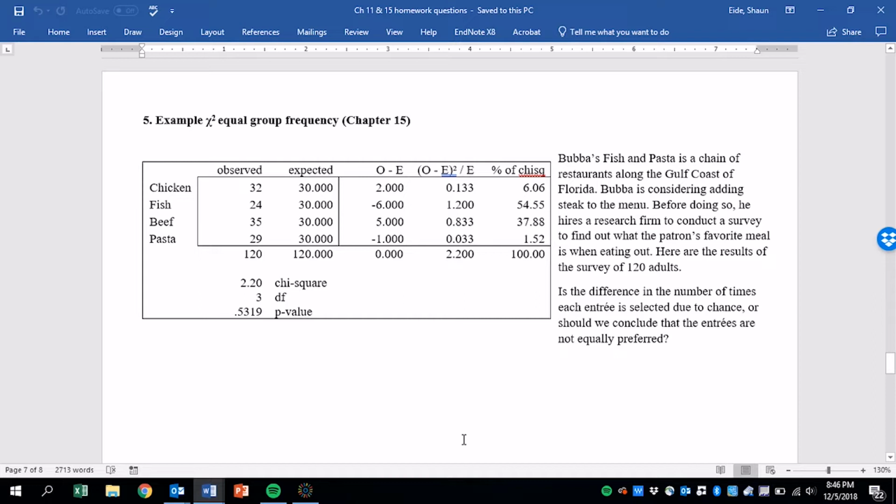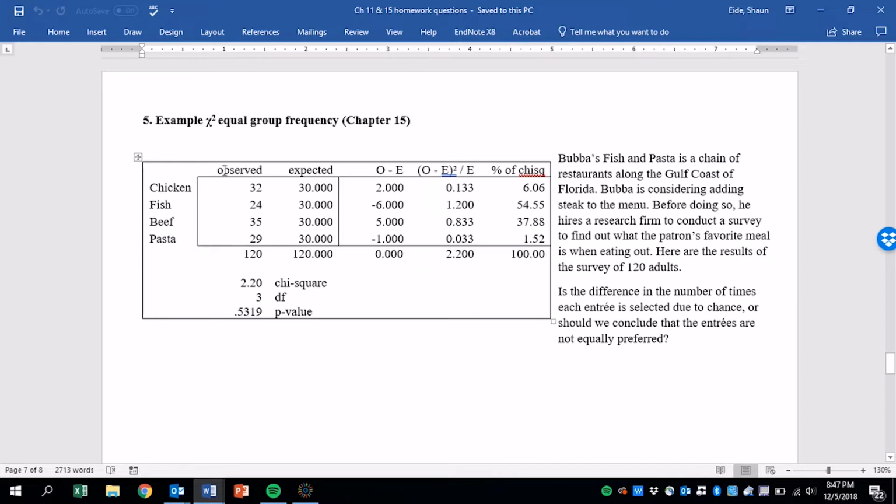Bubba's Fish and Pasta is a chain of restaurants along the Gulf Coast of Florida. Bubba is considering adding steak to the menu. Before doing so, he hires a research firm to conduct a survey to find out what the patrons' favorite meal is when eating out. Here are the results of the survey of 120 adults. So you have 120 adults that were surveyed.